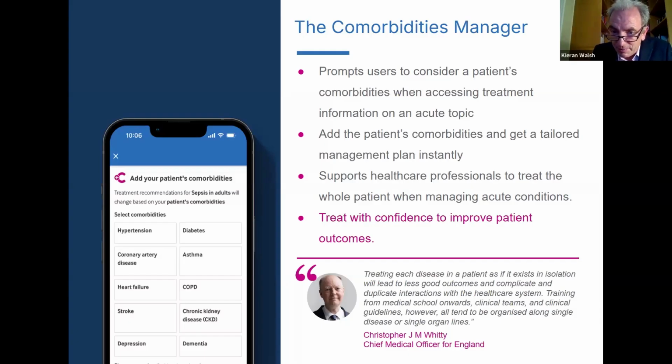Treating patients like they have just a series of single conditions doesn't work, and yet an awful lot of medical education, knowledge resources, and research is focused around patients with single conditions. So what we're trying to do with the BMJ Best Practice Comorbidities Manager is start to rebalance things and start to solve these problems.